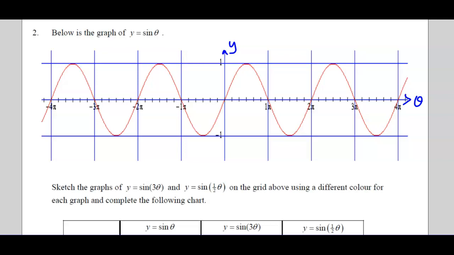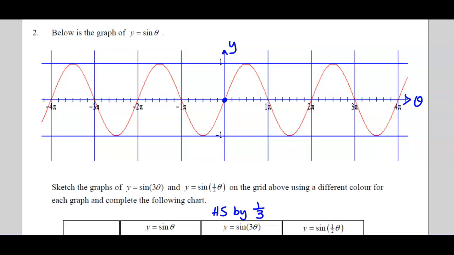Okay, let's just focus for a couple more minutes. We've given you y equals sine theta. We're going to graph y equals sine of 3 theta. So that's a horizontal stretch by a factor of 1/3. Okay, so take a look at your grid markings. So that's going to stay the same. We just said that's invariant.